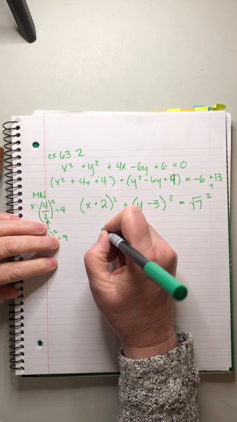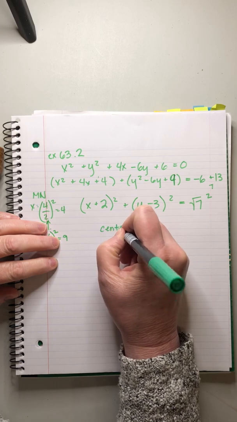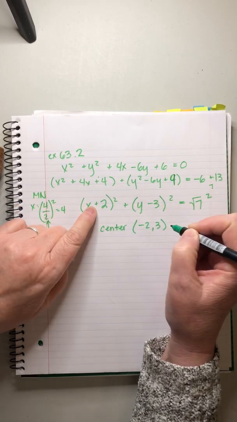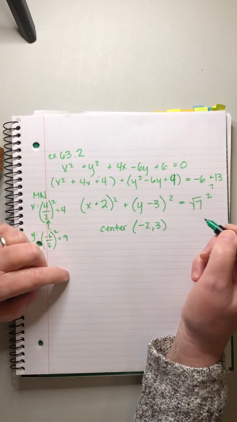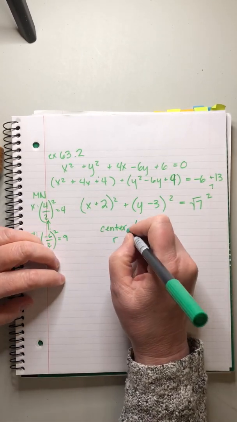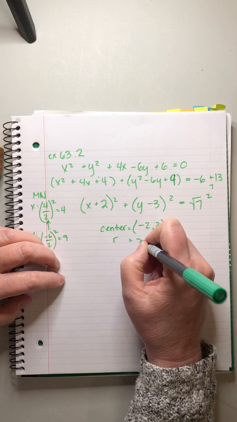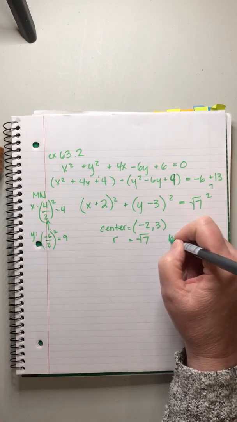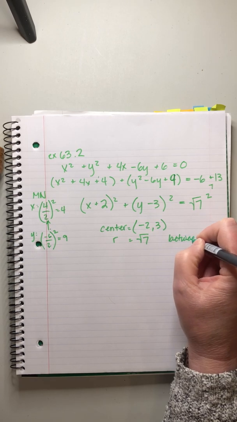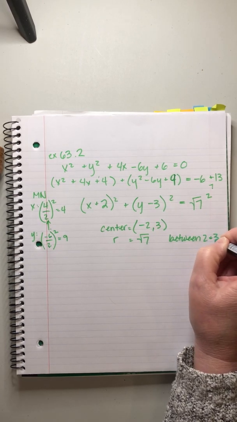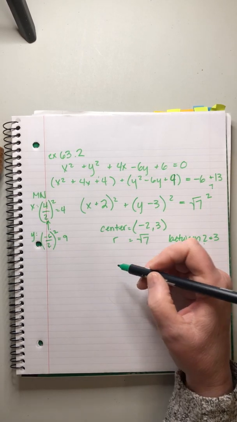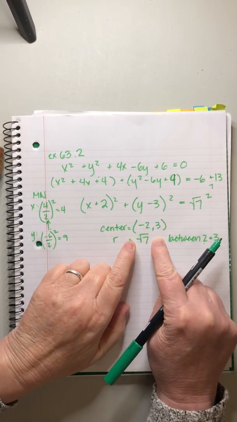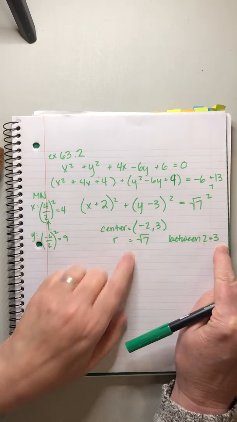So now we know that our center is at -2, 3, right? This should be a negative sign for a positive value. And the radius is square root of 7, which is between 2 and 3, right? Because 2 squared is 4, 3 squared is 9. So this falls between 4 and 9. So I know it's roughly that.